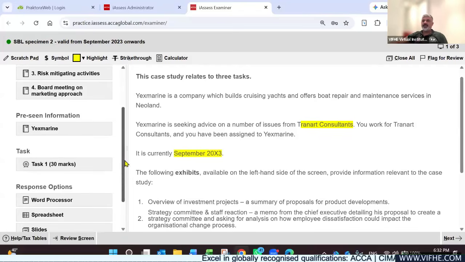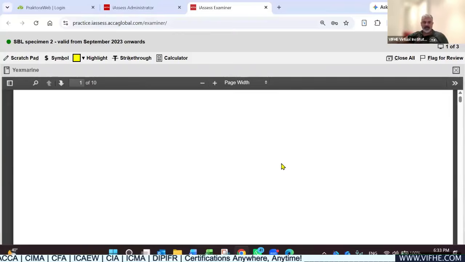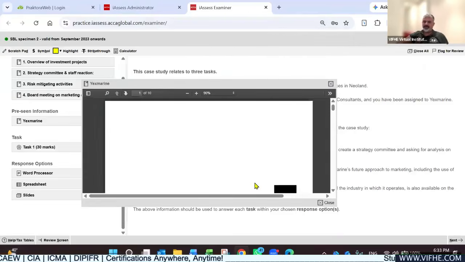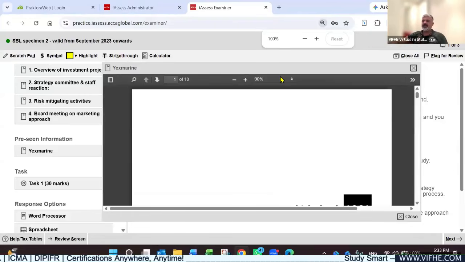Then, do you also have access to the pre-seen material? Yes, you also have access to the pre-seen material. You see pre-seen information. So if you click here, the pre-seen information is also given to you, right? Nice.